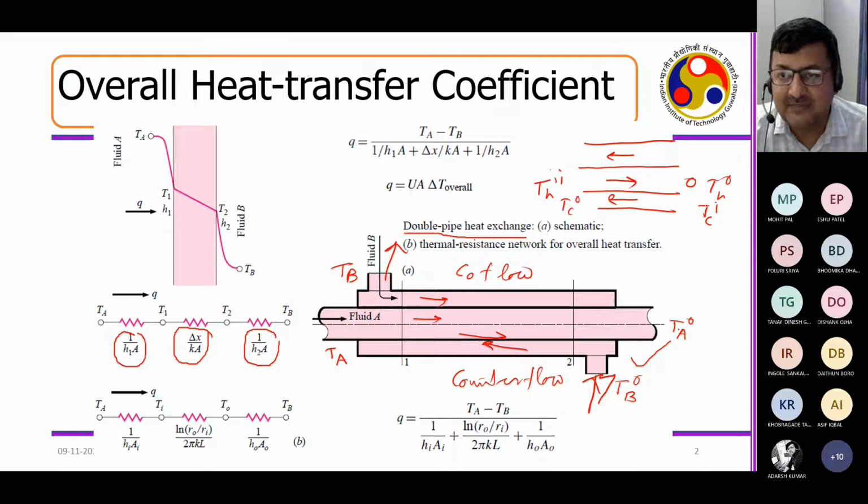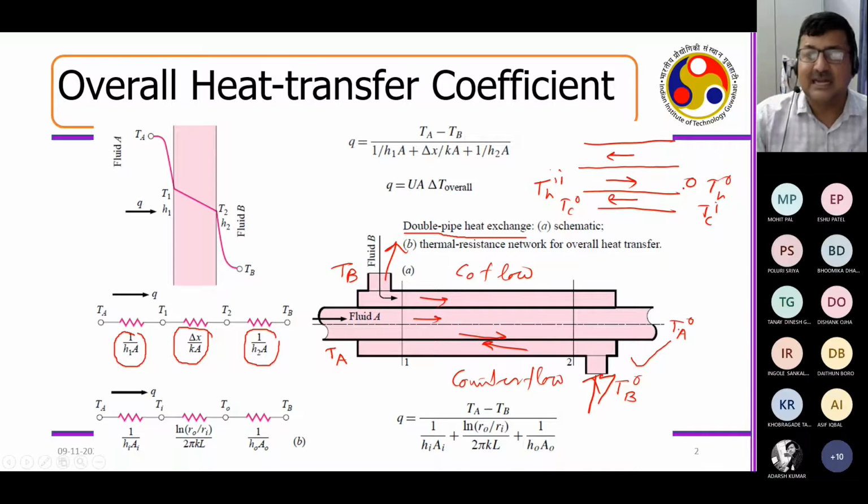So you may see that at the inlet, you don't have the difference. Here, what is the difference? This is the maximum difference, TB to TA. And in co-flow, at the outlet, you may see the minimum difference. Whereas in this situation, it is not maximum and minimum. This cold fluid has heated up to a certain extent, so the driving force is a little less than TA minus TB here. At the same time, the driving force here also is not the same.